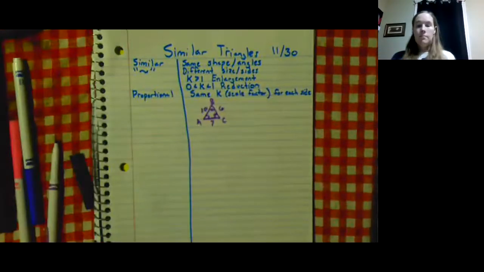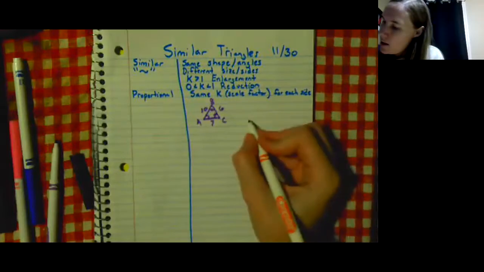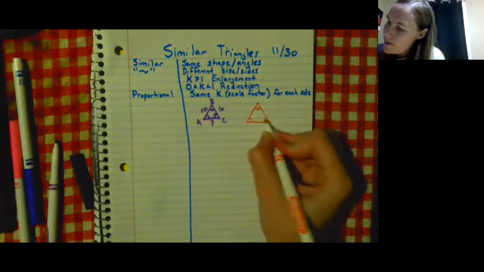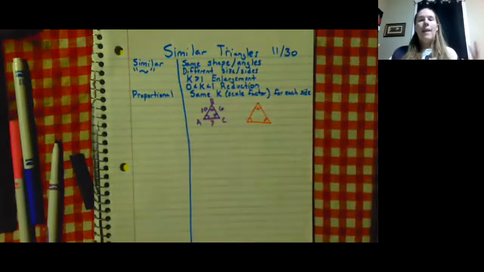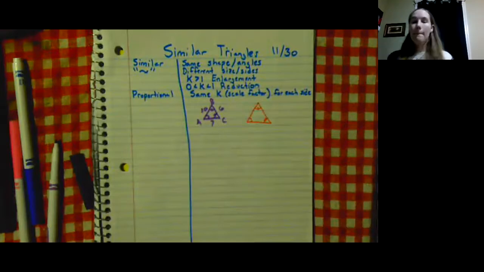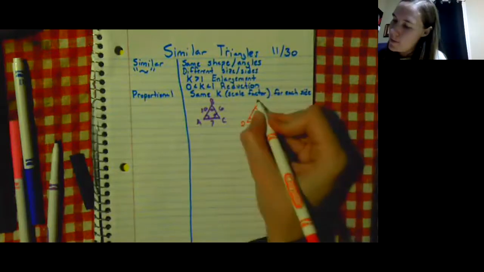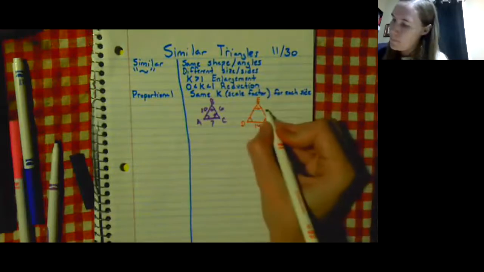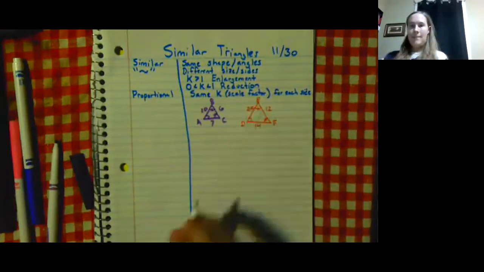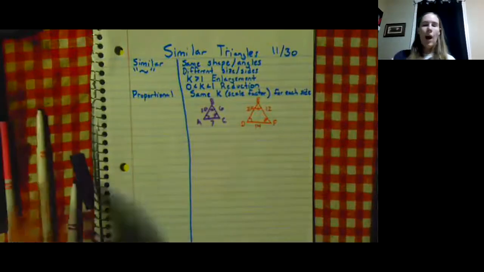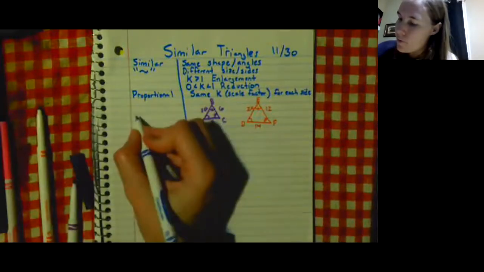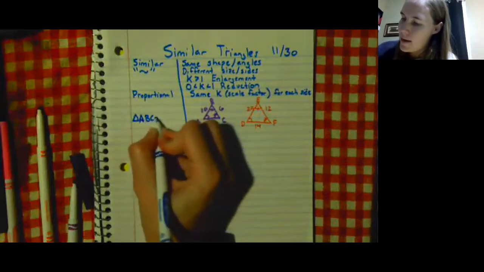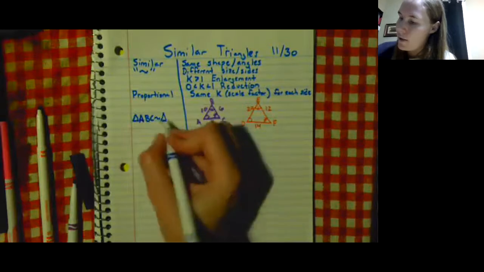I'm going to draw another triangle, and we're going to see if they are similar. For this second triangle, I'm going to give it angles. All the angles are the same, so right now we can say yes, this is similar. But there's a way to check. This is going to be triangle DEF, and I'm going to give it sides of 14, 12, and 20. What we're trying to prove is that triangle ABC is similar to triangle DEF.